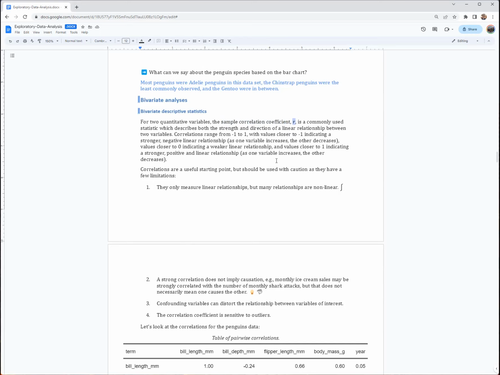The correlation coefficient, sometimes called Pearson's correlation coefficient, describes the strength and direction of a linear relationship between two variables. Correlations always are bounded between -1 and +1 inclusive, with values closer to -1 suggesting a stronger negative linear relationship. Emphasis on it must be linear. Values closer to 0 indicate a weaker linear relationship, and closer to +1 a stronger positive linear relationship.